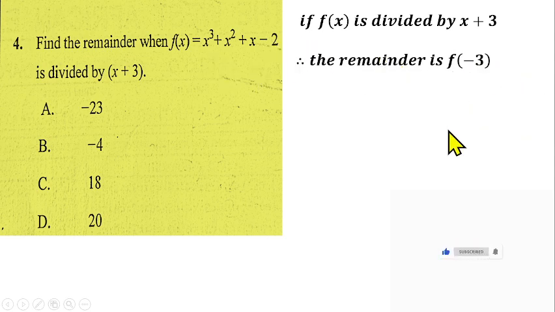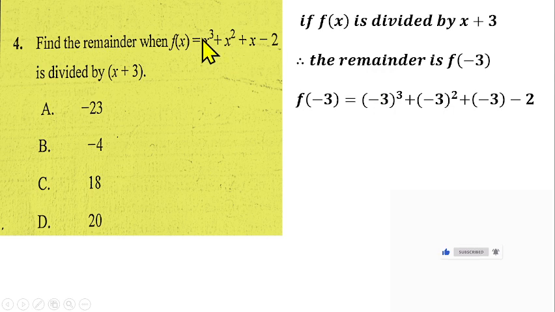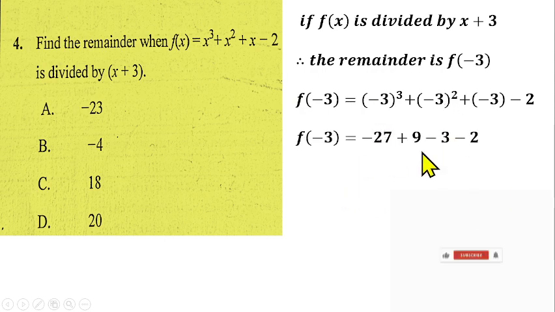So if you put that into f of x, you have minus 3 cubed plus minus 3 squared plus minus 3 minus 2. You simplify that further, you have minus 27 plus 9 minus 3 minus 2, and that should give us minus 23 as the remainder when you divide this function f of x by x plus 3. So option A is the correct option for question number 4.